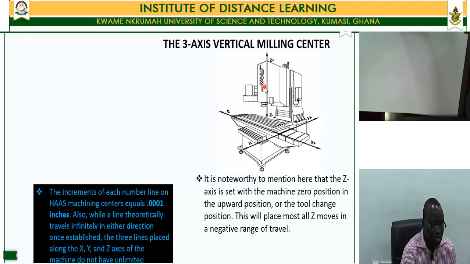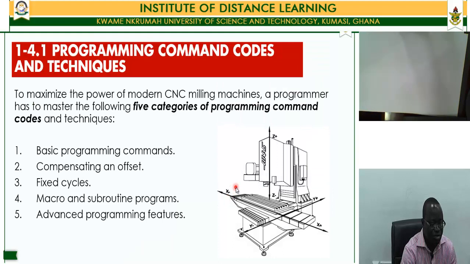Now, the machine zero position is always set. We say that the Z-axis sets the machine zero position in the upward position here, or the tool change position, and it means that it will place Z moves in the negative range of travel. Not all of them, anyway. Because you will have to effectively move the tool up for a tool change, the Z moves here are going to be in the negative direction or range of travel.